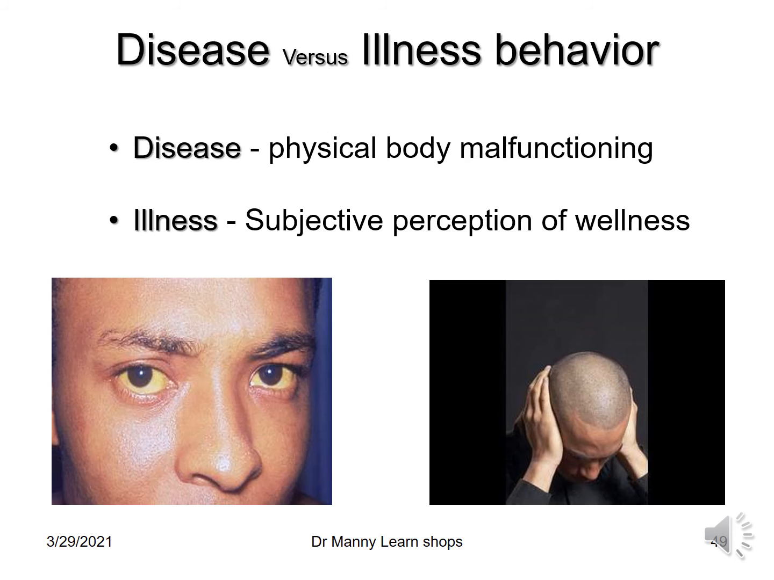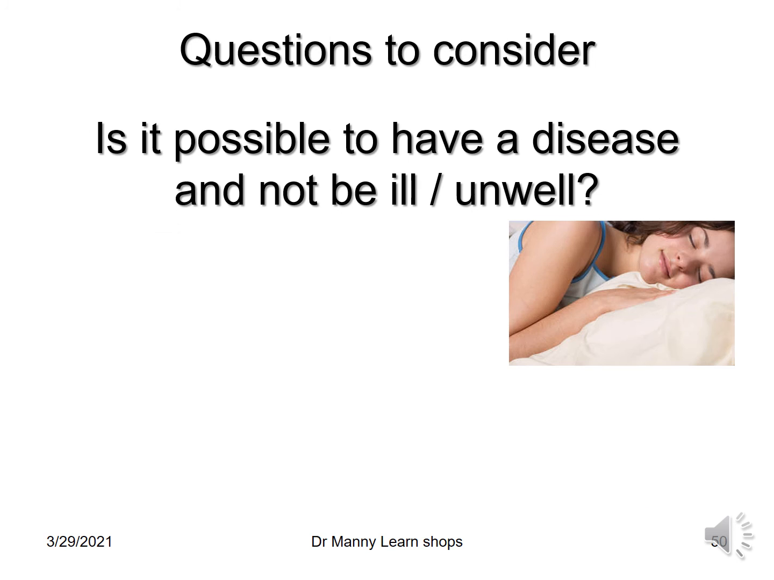Let's look at disease in relation to illness behaviour. And you'll be covering this in other courses as well as you go through. But disease basically refers to the physical body malfunctioning. Whereas illness, as we said, is a subjective perception of how well or how good you feel. Here's a question to consider. Is it possible to have a disease and not be ill or unwell? What do you think?